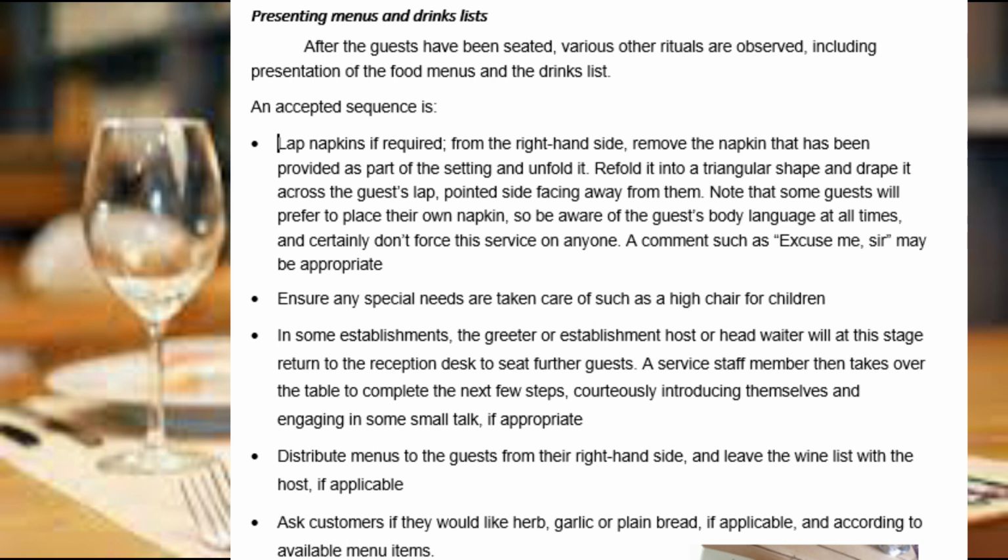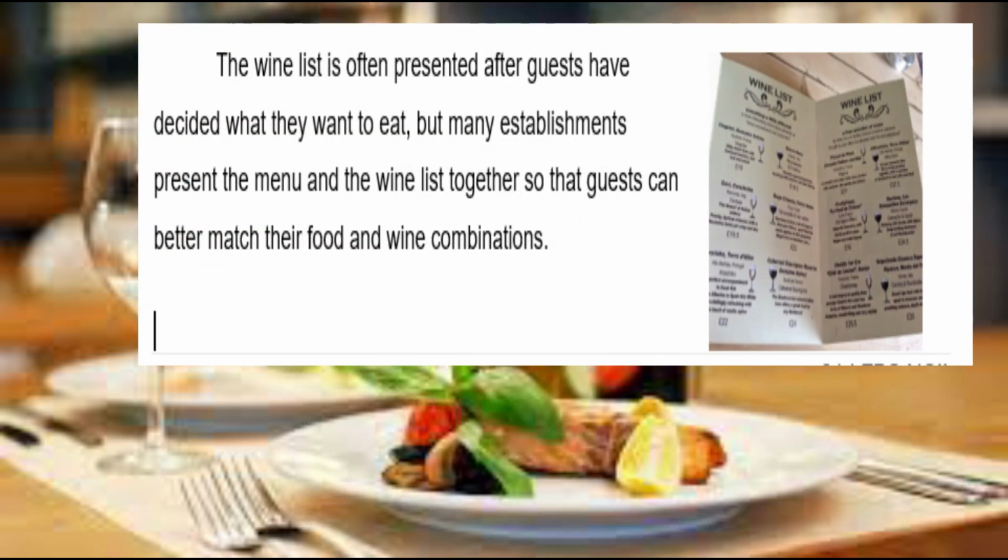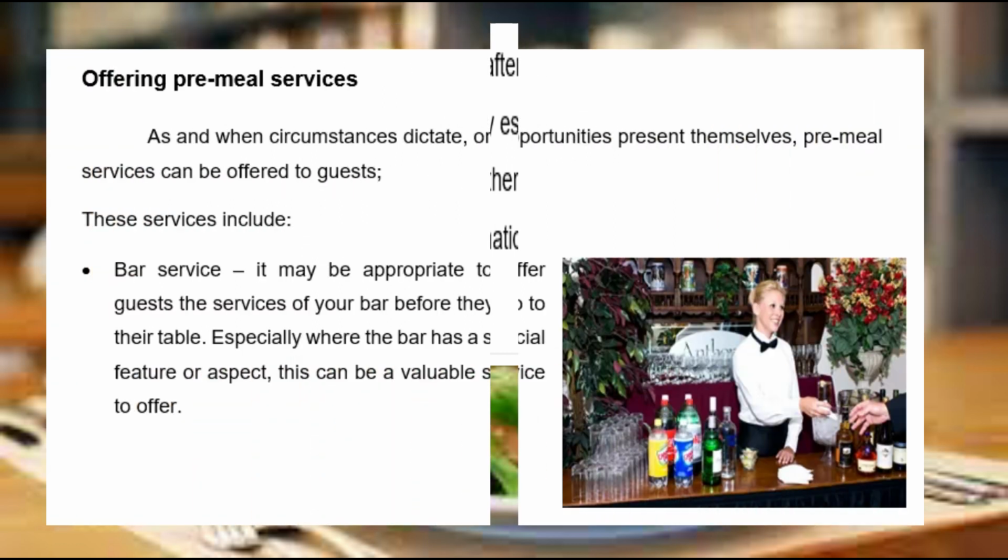Distribute menus to the guests from the right-hand side and leave the wine list with the host, if applicable. Ask customers if they would like herb, garlic, or plain bread, if applicable and according to available menu items. The wine list is often presented after guests have decided what they want to eat, but many establishments present the menu and the wine list together so that the guests can better match their food and wine combinations.